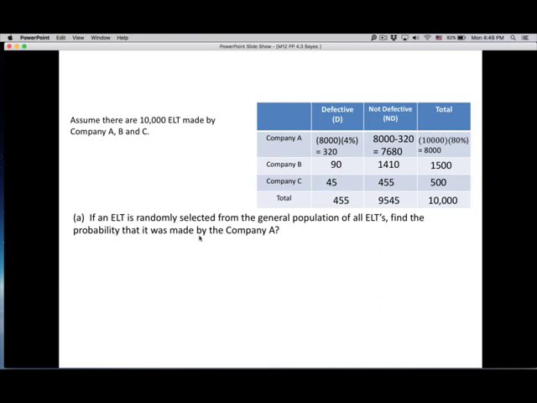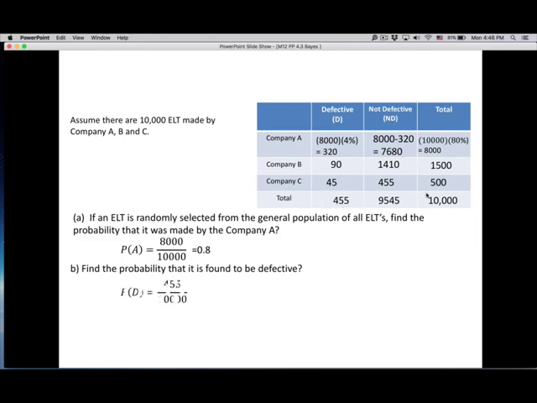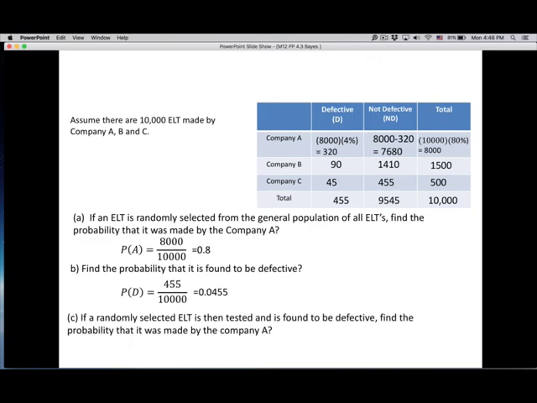Find the probability that it was made by company A. Company A is 8,000 out of 10,000, so that's 0.8. Find the probability that it is found to be defective. The total number of defective ELTs is going to be 455 out of 10,000. C. If a randomly selected ELT is tested and is found to be defective, find the probability that it was made by company A. So write it down, conditional probability. Probability A and D, made by company A and defective, that will be 320. Probability of defective, so it's going to be out of 455. Okay, you're going to get the same answer as when you use the tree diagram.